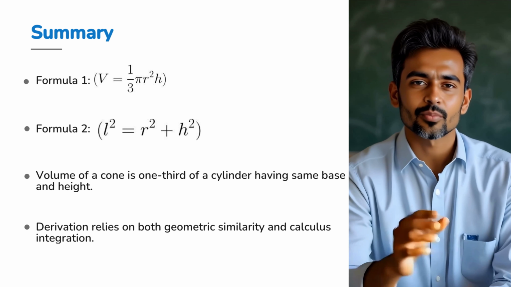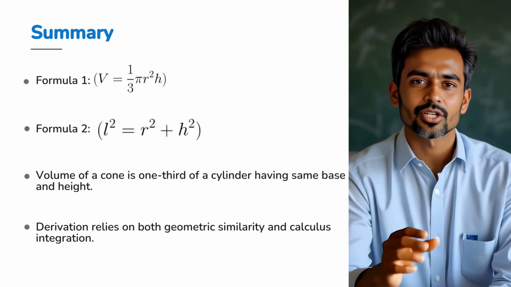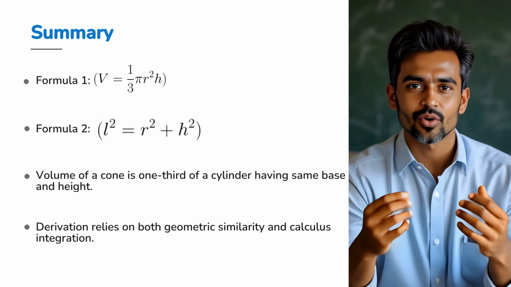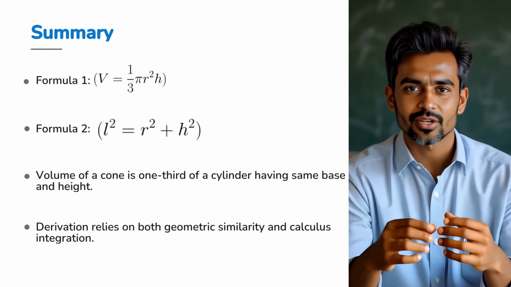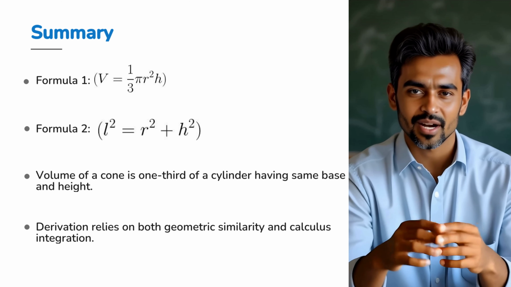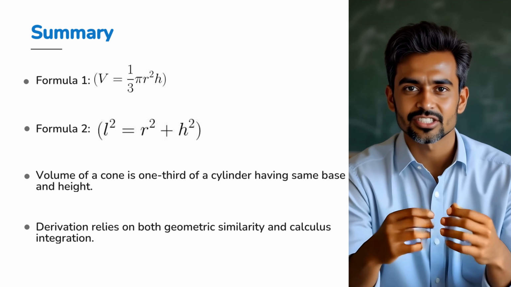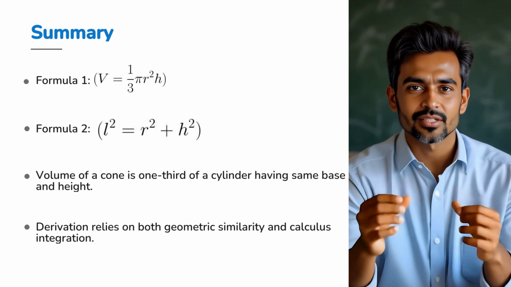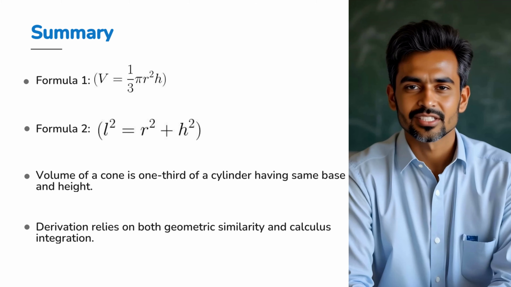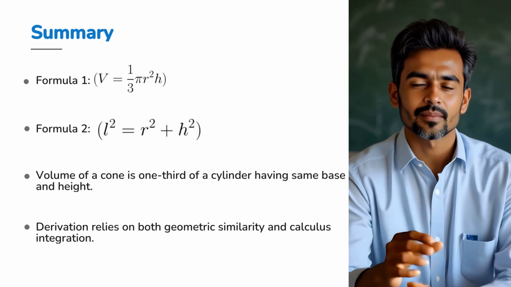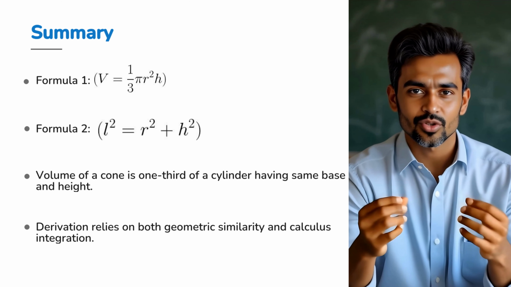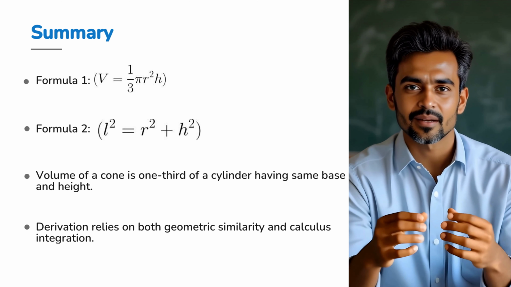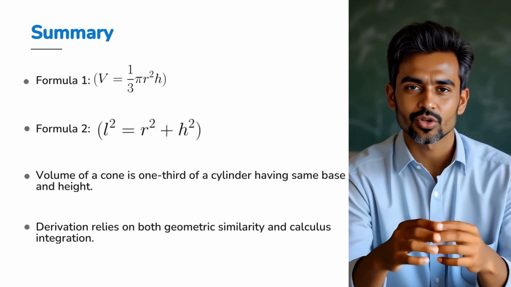Importantly, this volume formula applies only to right circular cones where the vertex is directly above the base center. For oblique cones, the volume calculation is different. And one more practical note, always use consistent units. If the radius is in centimeters and height also in centimeters, your volume will come out in cubic centimeters. Now you know how to find the volume of a cone both intuitively and rigorously. Keep practicing these ideas and you'll master all questions on cones.